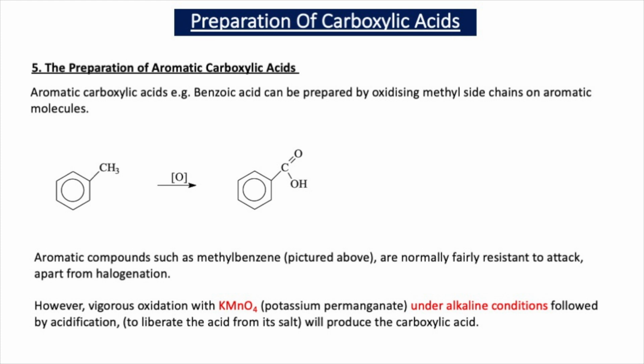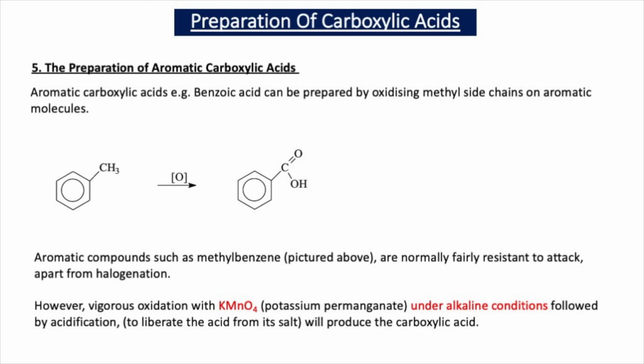Now, oxidation is a gain of oxygen and a loss of hydrogen. And if you look at this equation, you can see that methylbenzene converting to benzoic acid involves a gain of oxygen, because benzoic acid has 2 oxygen atoms more than methylbenzene, and a loss of hydrogen, because benzoic acid has 2 hydrogens less than methylbenzene.